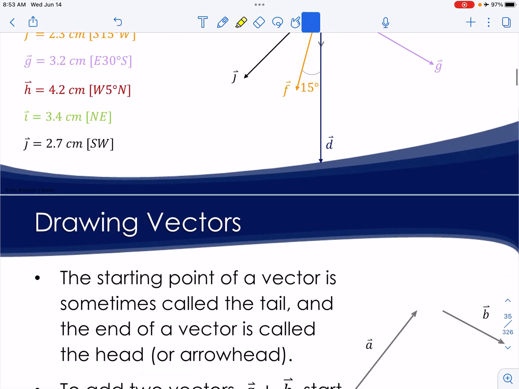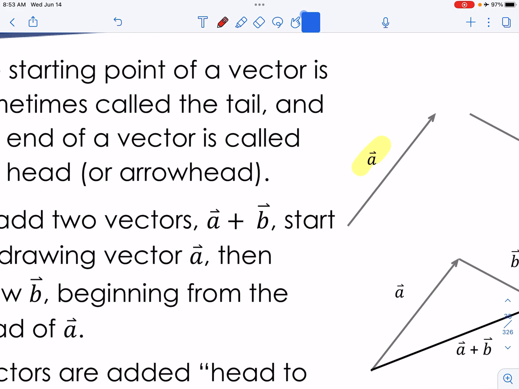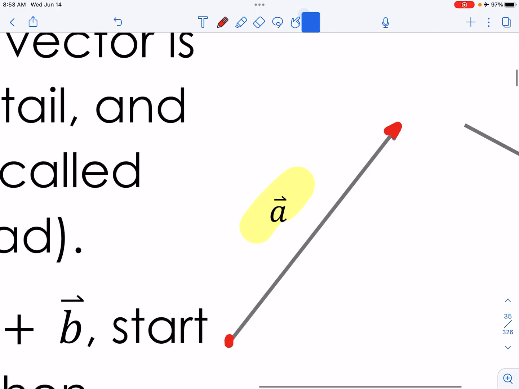We have all the angles and everything like that. The starting point of a vector is sometimes called the tail. So if we're looking at vector A right here, this would be considered the tail. And the end of the vector is called the head. So the little arrow is the head.